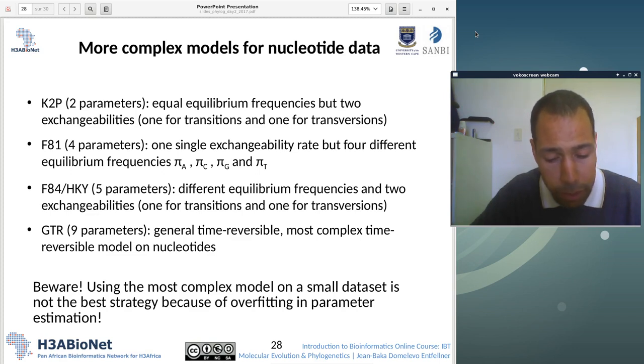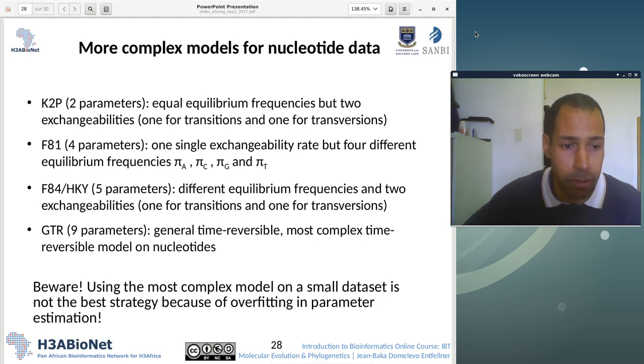I say 4 parameters to mean 4 free parameters, because you know that the sum of pi A, pi C, pi G, and pi T is equal to 1. So in fact, there are only 3 free parameters. When we say free parameters, it's the number of parameters minus the number of constraints linking these parameters between them.